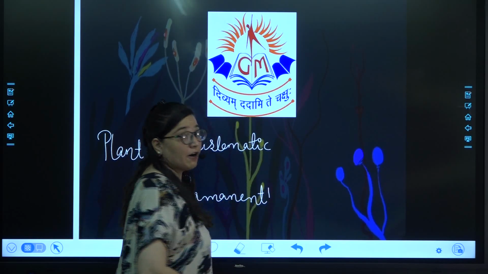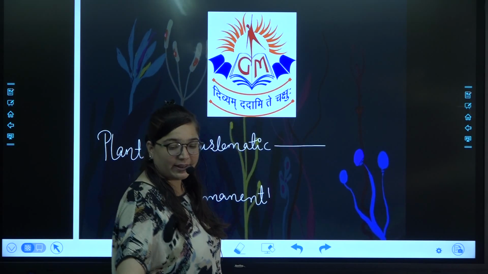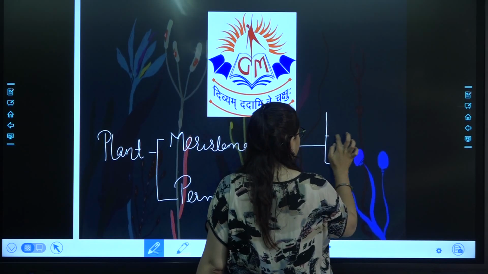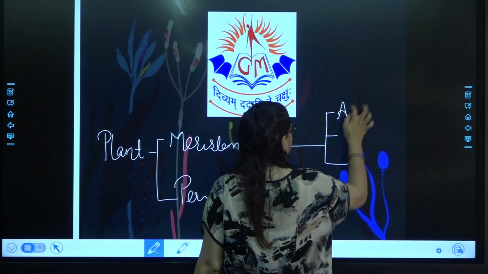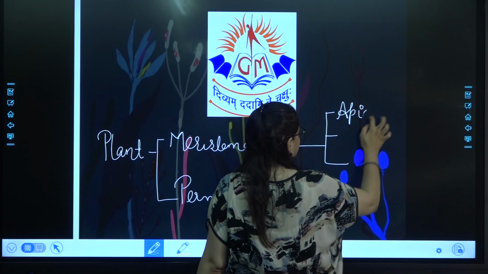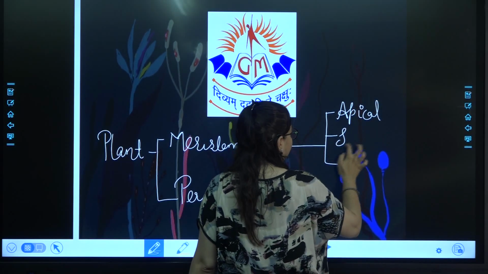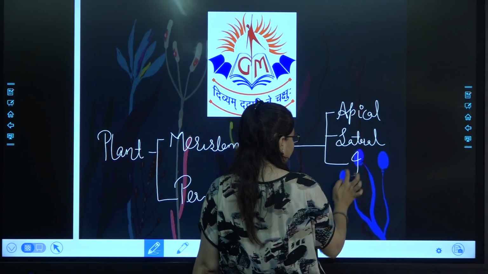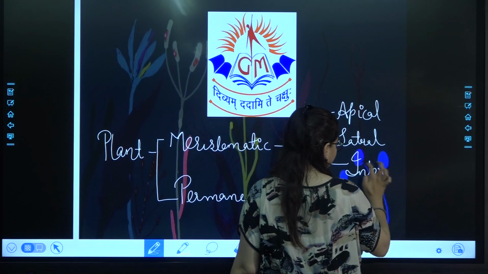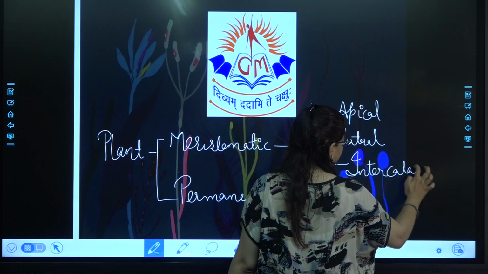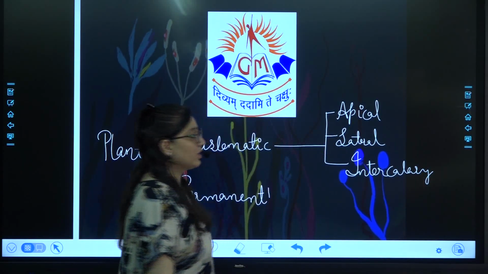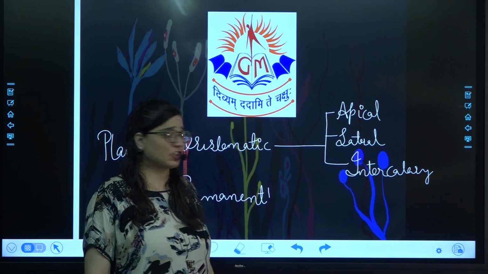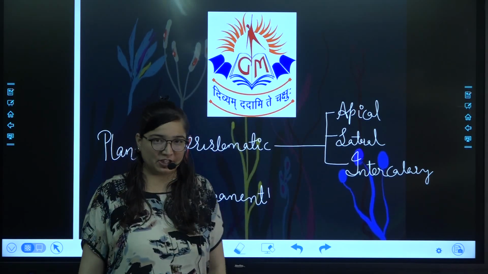Meristematic tissue is further bifurcated into three parts. That is apical, lateral and intercalary. These things we have already studied in our previous lecture. In this lecture, we are going to study about the permanent tissue.